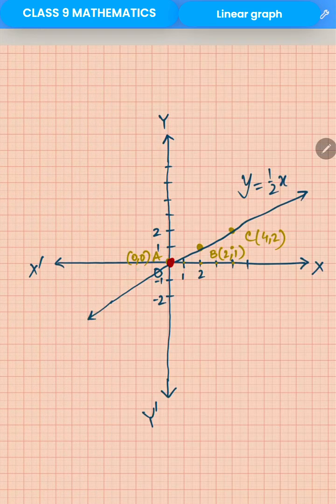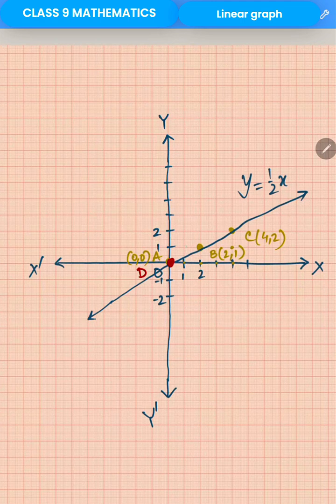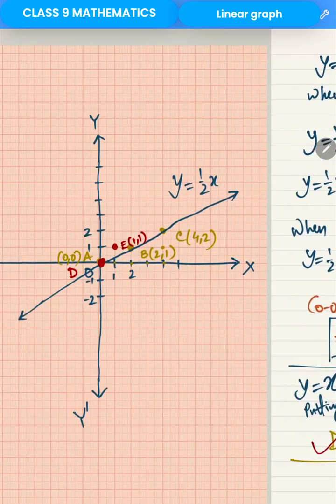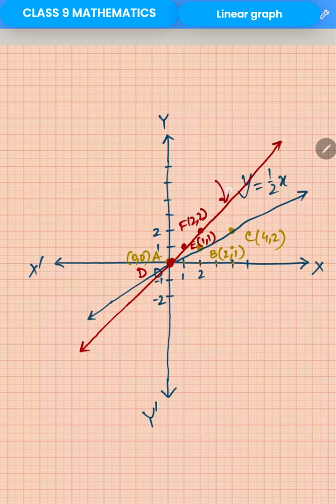Now plotting these 3 points. Capital D (0, 0). Then point capital E (1, 1). Then point capital F (2, 2). Joining the 3 points, we get the line representing the linear equation y is equal to x. Thank you.